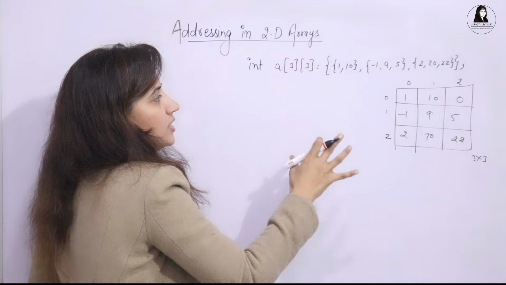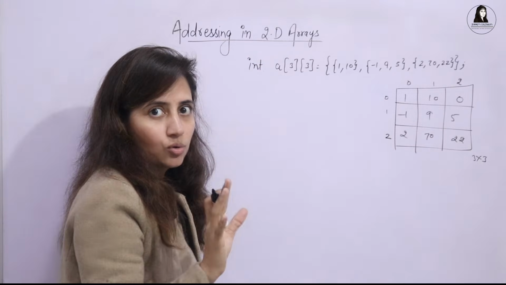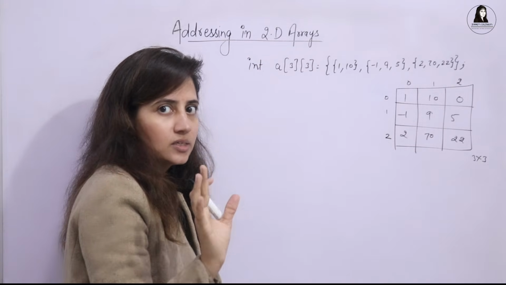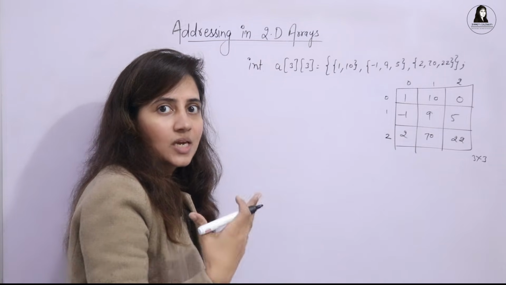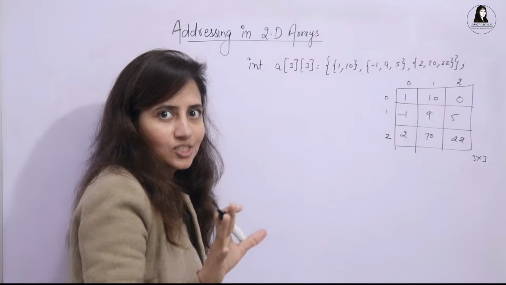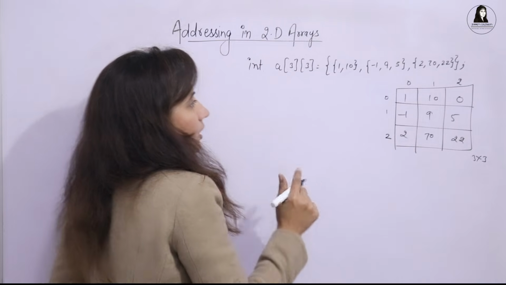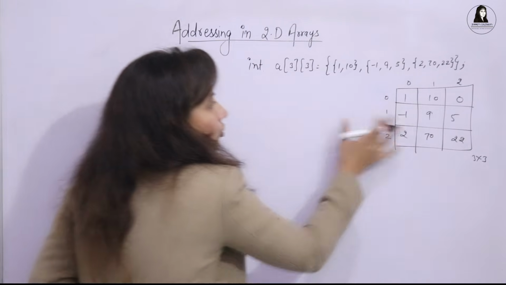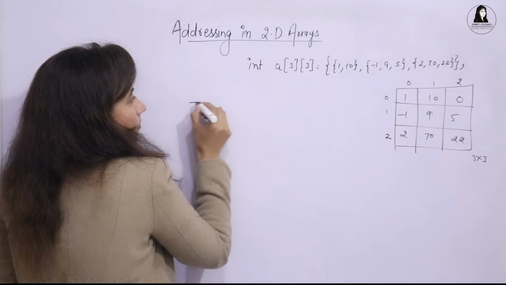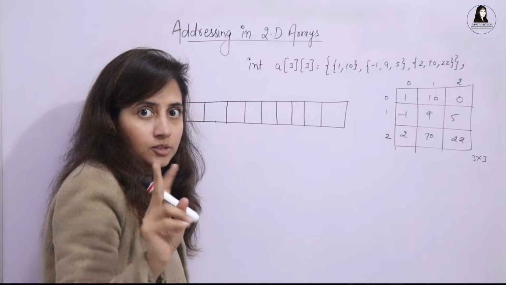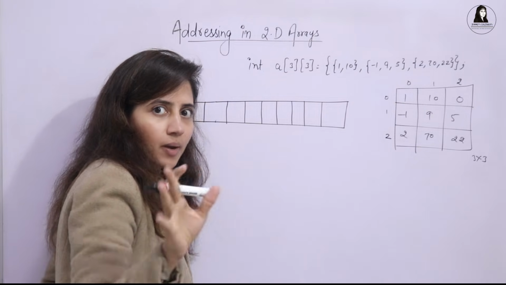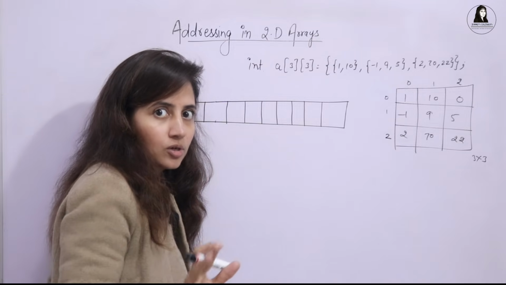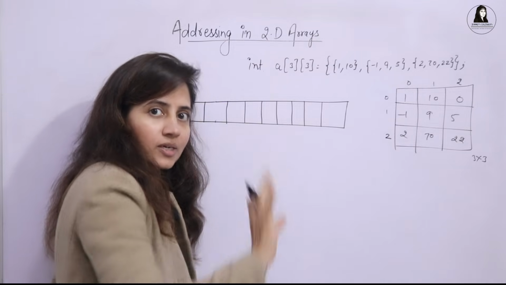Suppose the memory manager has allocated base address 100. We are taking a simple address, right? We are just supposing that base address is 100. Actually it is in hexadecimal form, right? So how is this to be stored in memory? There are two memory representations, row major and column major. By default 2D arrays are stored in memory with row major representation. So addressing in both the cases we will discuss.